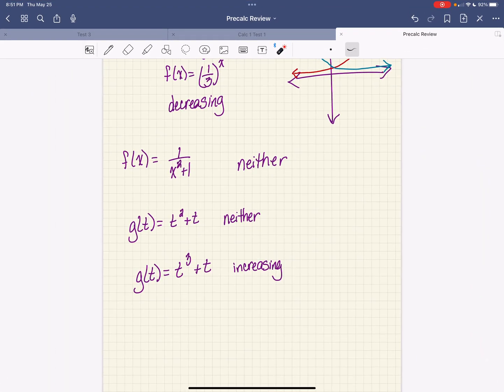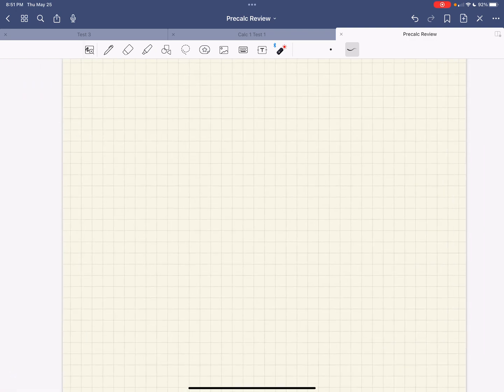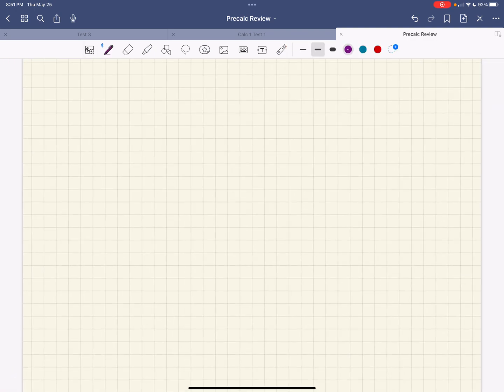Now, the next problem I'm going to do is number 31. Okay, number 31. And number 31 asks us to find the solutions to this function and then sketch the graph. So we have f of x equals x to the fourth minus 4x squared.